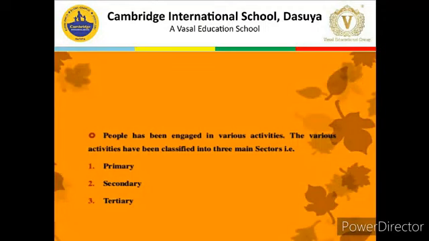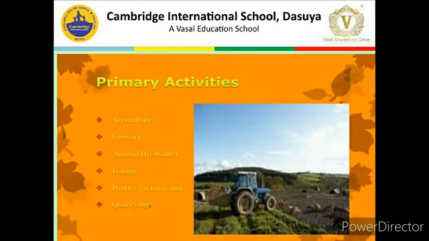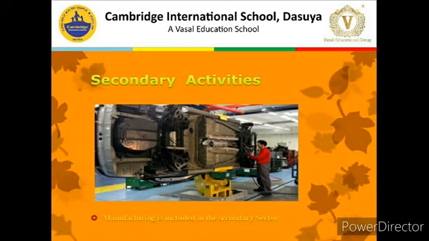Thus, people have been engaged in various activities. The various activities have been classified into three main sectors, that is primary, secondary, tertiary. Primary activities include agriculture, forestry, animal husbandry, fishing, poultry farming, mining, etc. In these sectors, goods are produced with the help of nature, while the secondary sector includes manufacturing as the main occupation. Along with manufacturing, construction activities are also covered in the secondary sector.